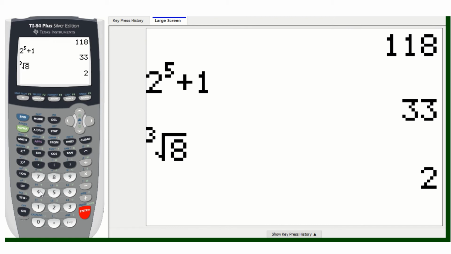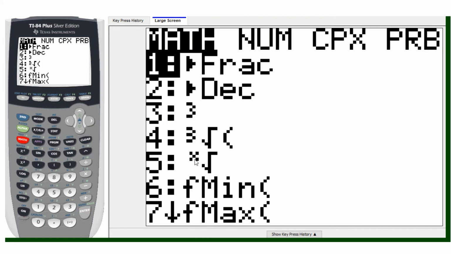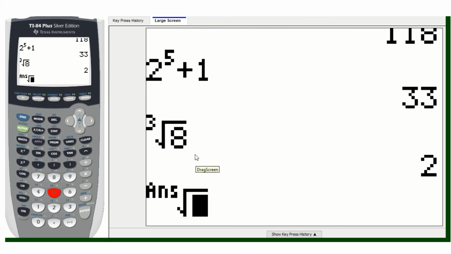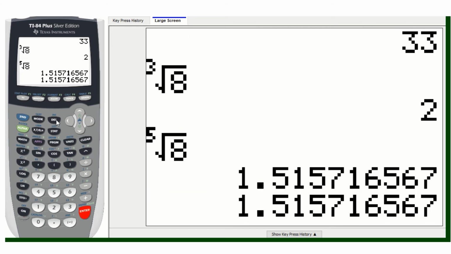If I wanted a root other than 2 or 3, I'd go to math, and I can pick this 5th thing, which lets me fill in for the x. It's currently filling in whatever the answer was to my previous problem. I don't want that, so I can just go over to where it is and delete that answer. And then if I wanted 5th root, I just fill in 5 there of 8. There's my 5th root of 8.